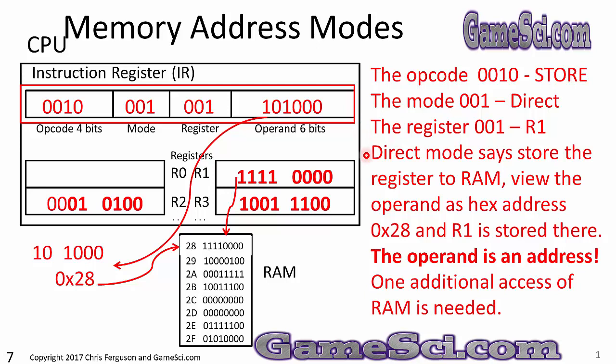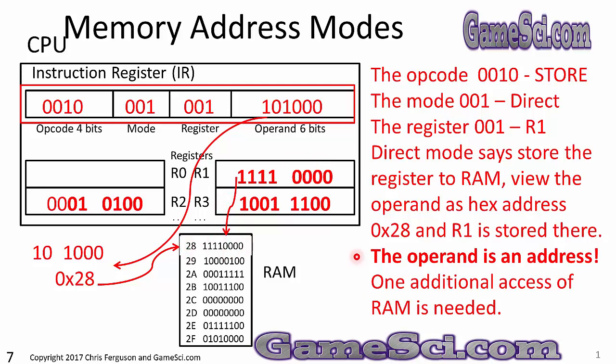Direct mode says store the register to RAM. View the operand as a hex memory address, 0x28. If you look closely at these 6 bits, it translates to 28. We want to store the value in register 1 in RAM memory address 28. The value in R1, 1110000, is stored in address 28 of RAM.